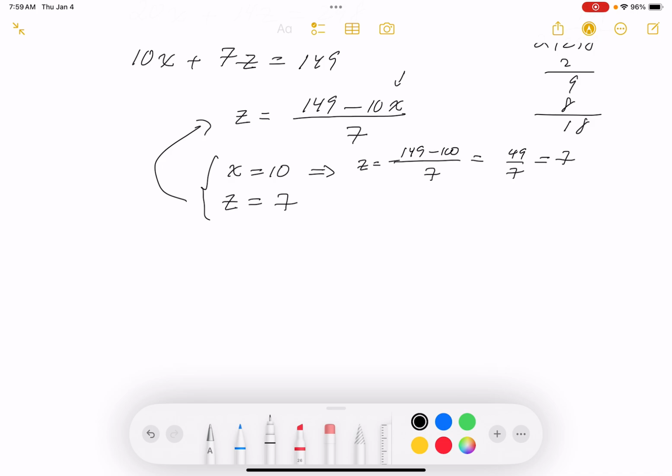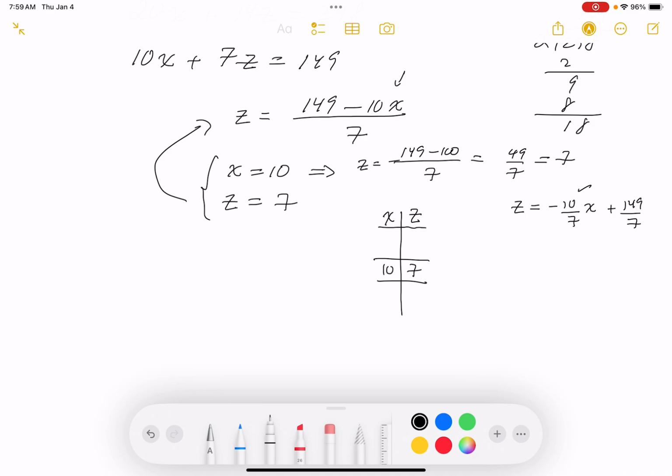So I'm going to make a little table over here, x and z, and I got my first integer pair, which is 10, 7. By the way, there could be others. There's definitely others. It's a Diophantine equation; there's an infinite number of integer solutions. So what I need to do is rewrite z as, I'm going to talk about the slope of it now, minus 10 over 7x, plus 149 over 7.